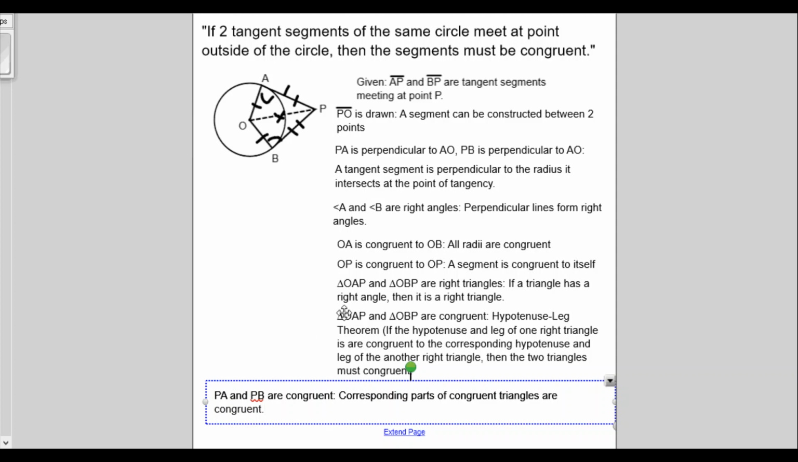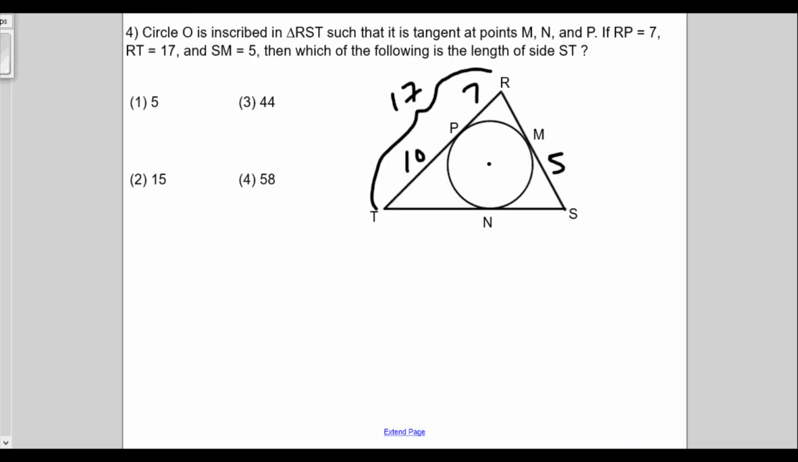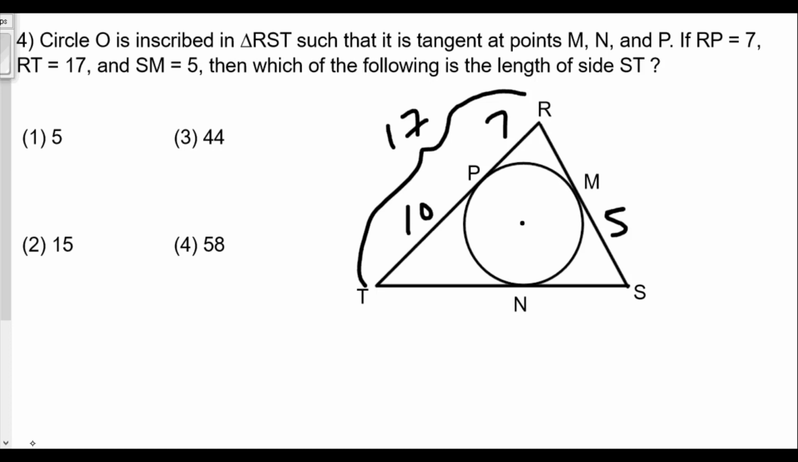Okay, and that's why, ladies and gentlemen, this is the reason why, and this is a kind of proof form, that the two tangent segments of the same circle meeting at a point outside the circle must be congruent. Okay, so with all that written out, let's go back to our problem here. That being the case, let me make this full page. So that would mean that RP and RM are going to be congruent as well. So RM must be 7. SM and SN must be congruent. Therefore, SN must also be 5. And finally, TP and TN are congruent. Therefore, TN must be 10.